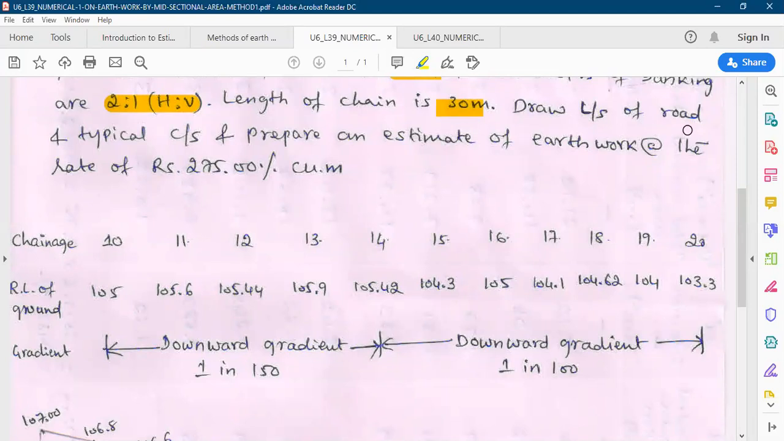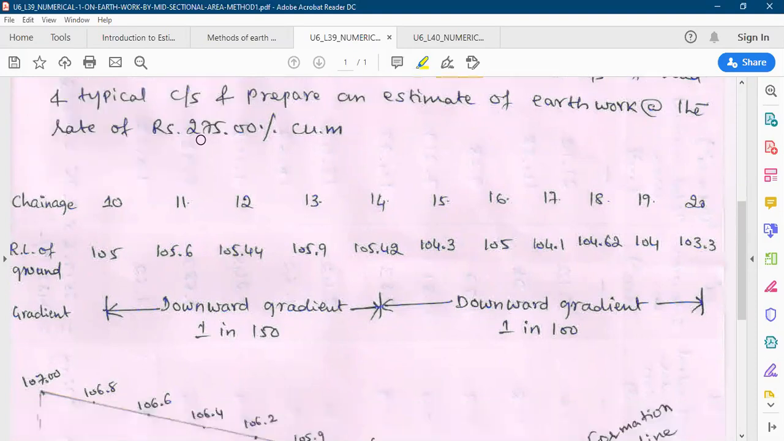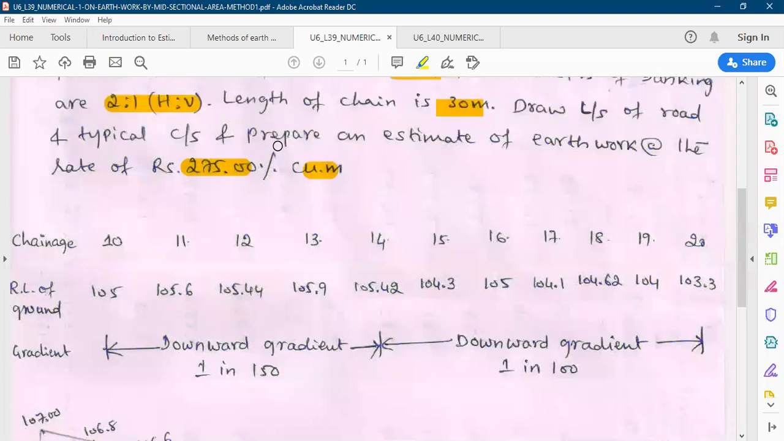We have to draw the longitudinal section of the road as well as a typical cross section, and prepare an estimate of earthwork at the rate of 270 per cubic meter. So this is the rate they have given. We have to identify the volume of earthwork required, either in cutting or in banking, with the given details. Later we multiply the quantity by this rate to get the total amount required for the construction of this roadway between chainage number 10 to 20.